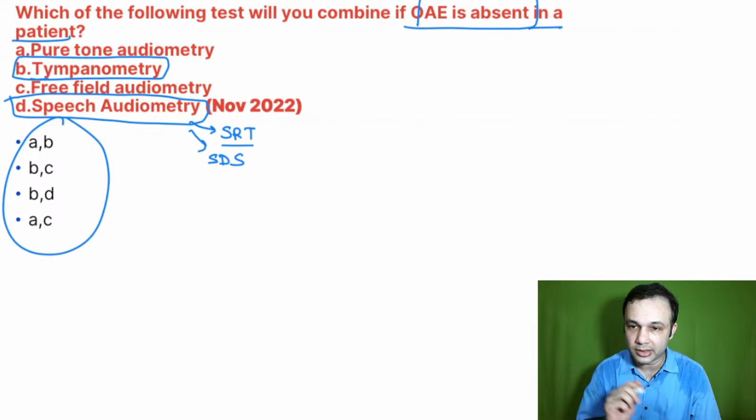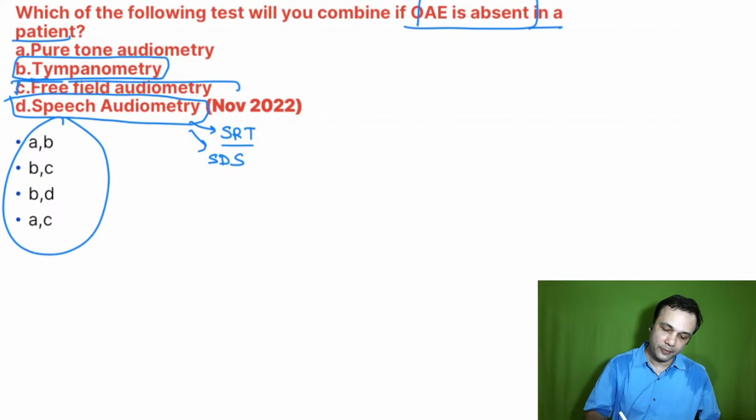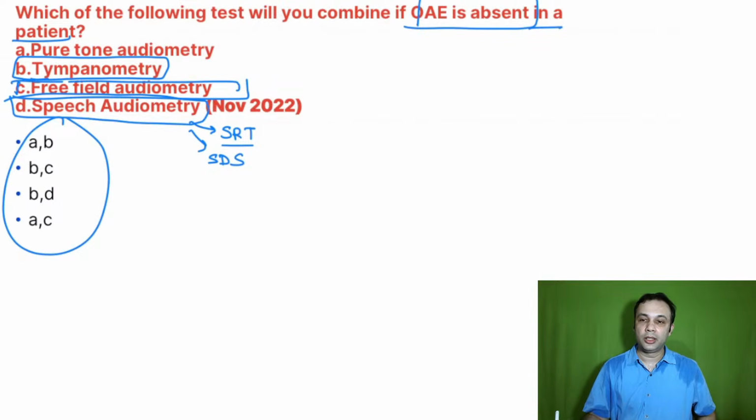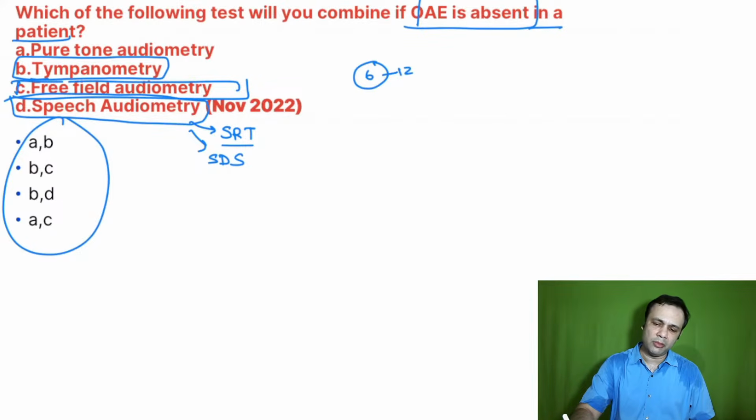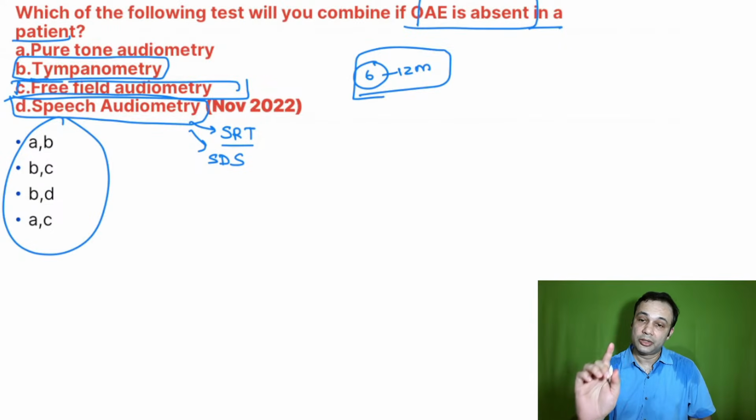Someone has mentioned, Stardust has mentioned B and C are objective. What is free field audiometry? This is done in children in the age of 6 months maybe to 12 months you can do this test, right? You cannot do a pure tone audiometry in children. Okay, right. D is definitely subjective, right? So B and C is objective, I accept.